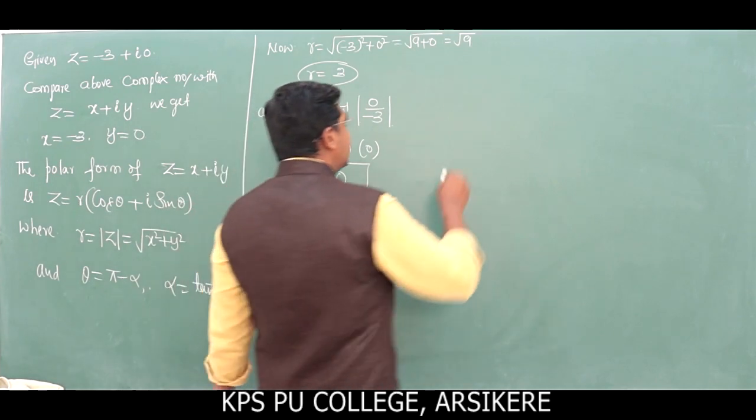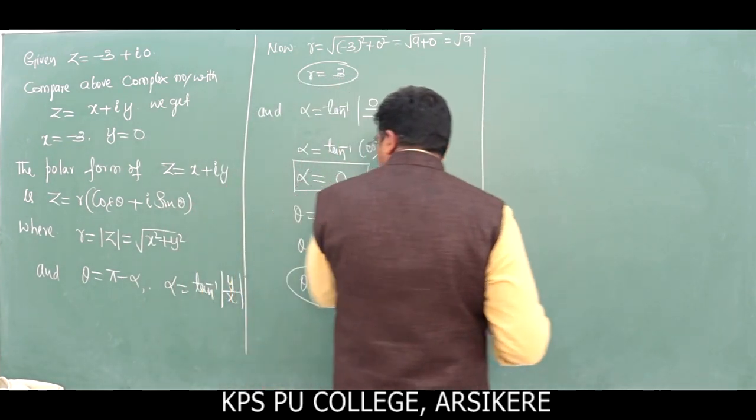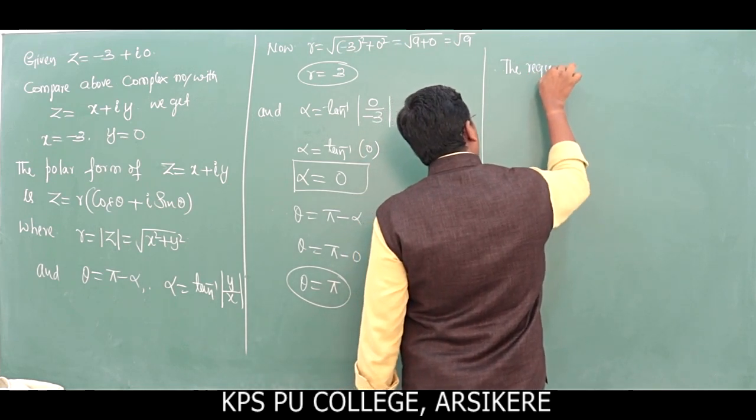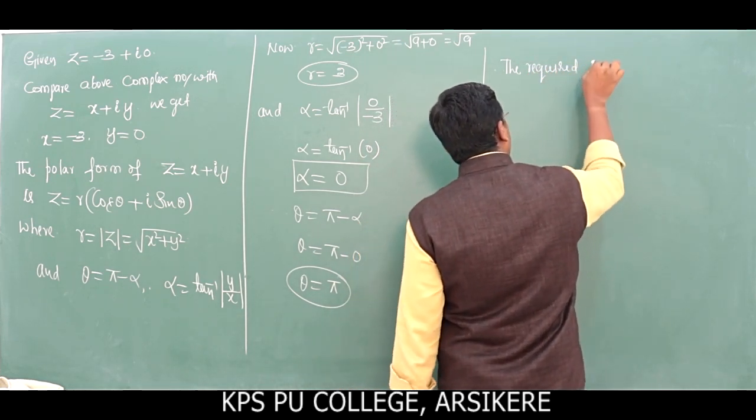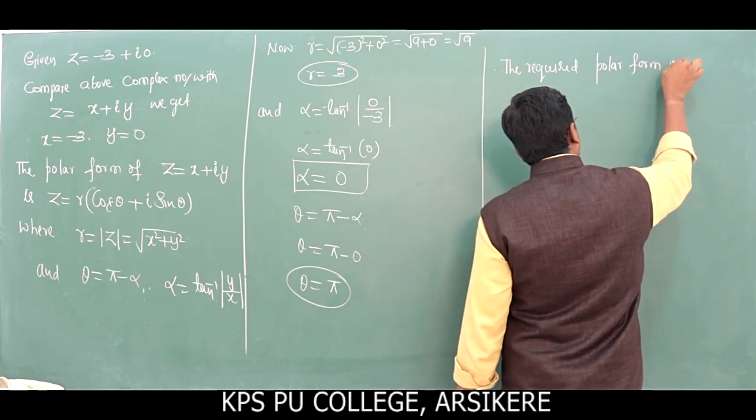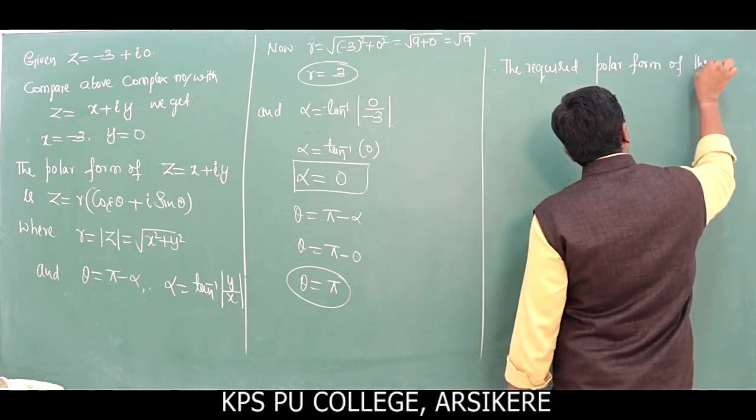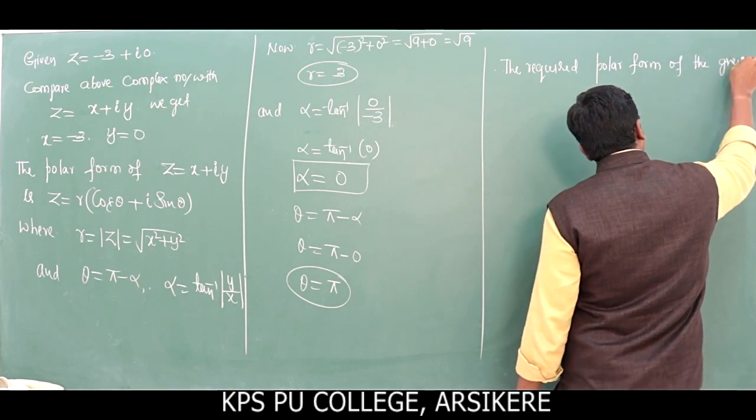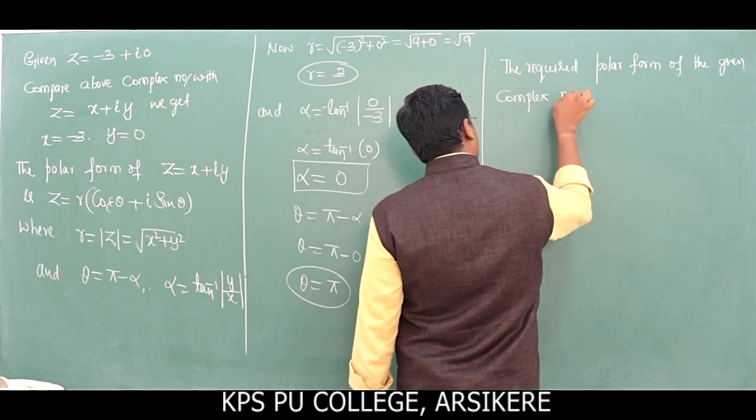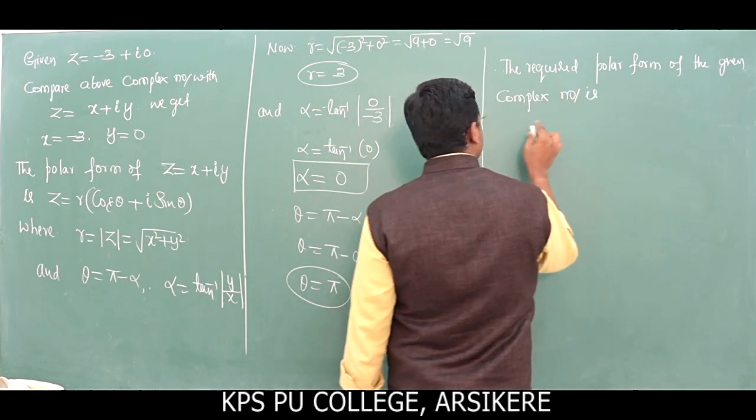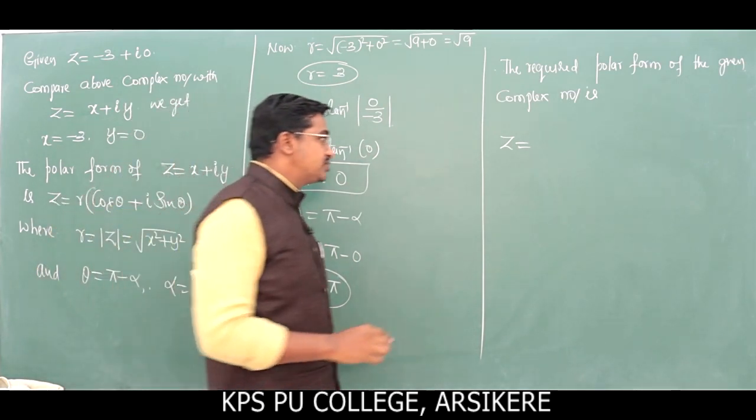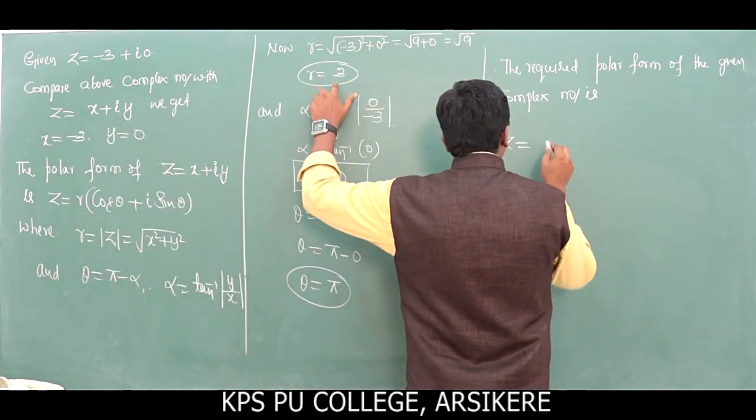Then substitute in the polar form. Therefore the required polar form of the given complex number is z is equal to, just substitute r and theta. What is r here? r is 3.